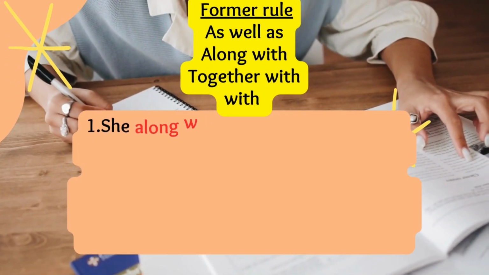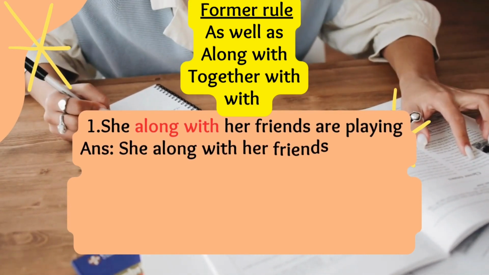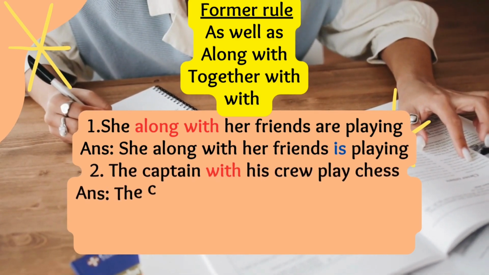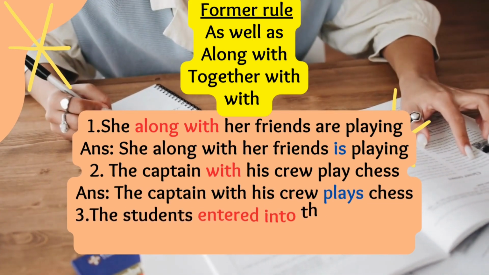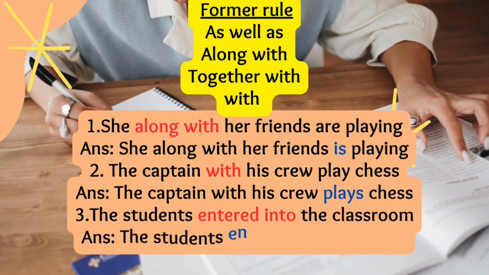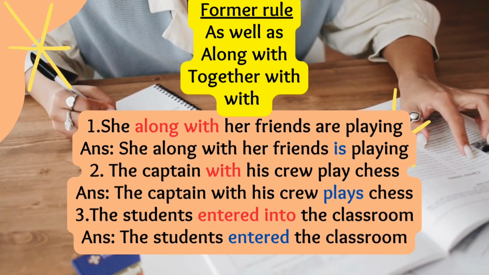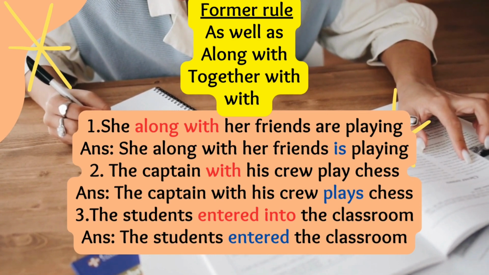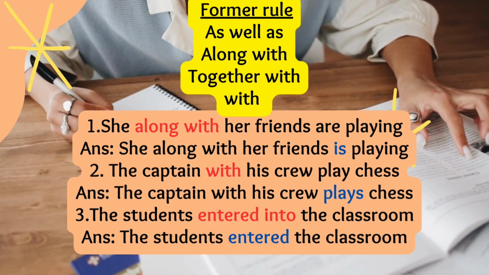We need to follow the formal rule when we have words like as well as, along with, together with. Let us see examples. First one, "She along with her friends are playing." Even though friends is plural and followed by a plural verb, here we need to consider the formal rule. She is singular, so we have to replace are by is. Answer: She along with her friends is playing.